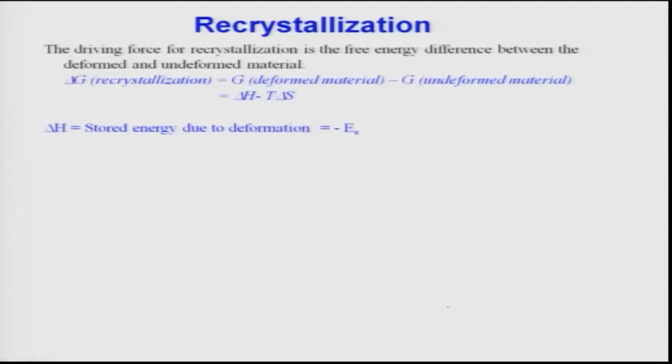The second important thing is that recrystallization, as I told you, has a driving force that is basically the free energy difference between the deformed and undeformed crystal material, and this is given by delta H minus T delta S, obviously. Now delta H is what? This is the stored energy due to deformation. That can be defined as minus E_S, and this value has been found to be much higher than the T delta S. Therefore, we can ignore the T delta S part, and we can write delta G is almost equal to E_S.